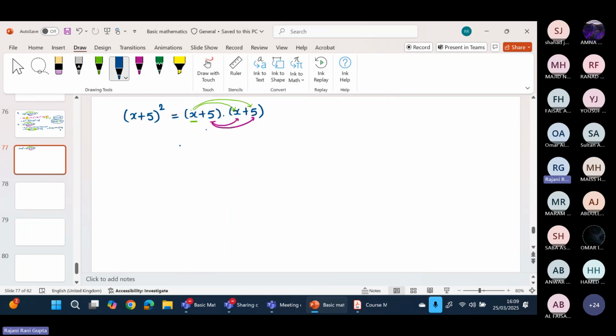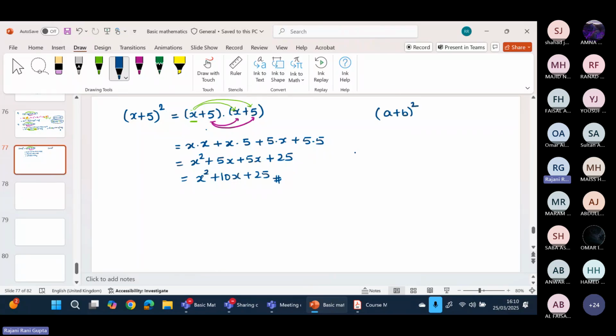Okay? And you'll get the same answer. X times x plus x times 5, 5 times x, 5 times 5. So x square plus 5x plus 5x. It's always better to write the number first, and 25, giving you x square plus 10x plus 25. So if it comes like this, you can do it in this way, if you don't remember the formula of, say, a plus b whole square.